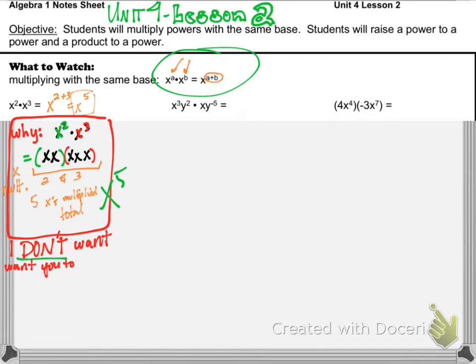Now, don't actually do it out like this. This is just the explanation. I do not want to see any of this on quizzes or tests. All right, you're going to use this rule.